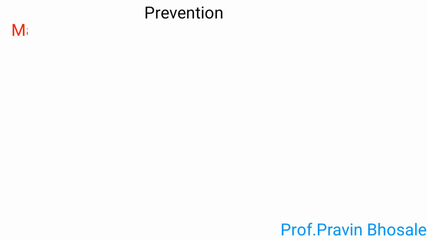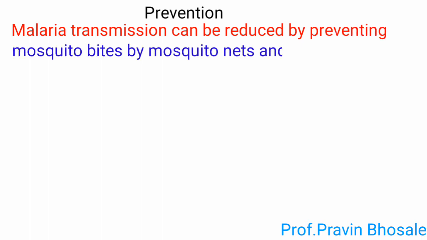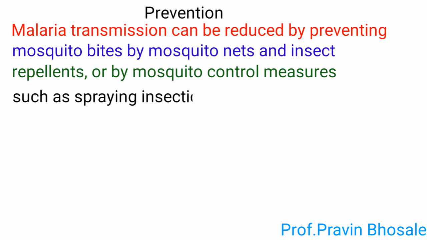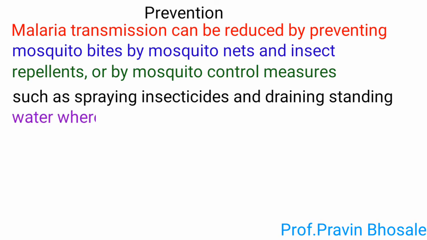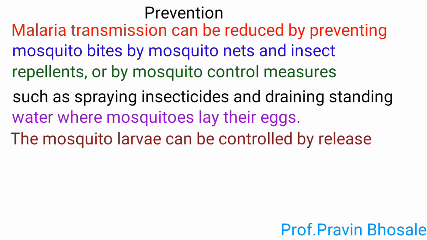Prevention. Malaria transmission can be reduced by preventing mosquito bites by mosquito nets and insect repellent, or by mosquito control measures such as spraying insecticide and draining standing water where mosquitoes lay their eggs. The mosquito larvae can be controlled by release of Gambusia fish.